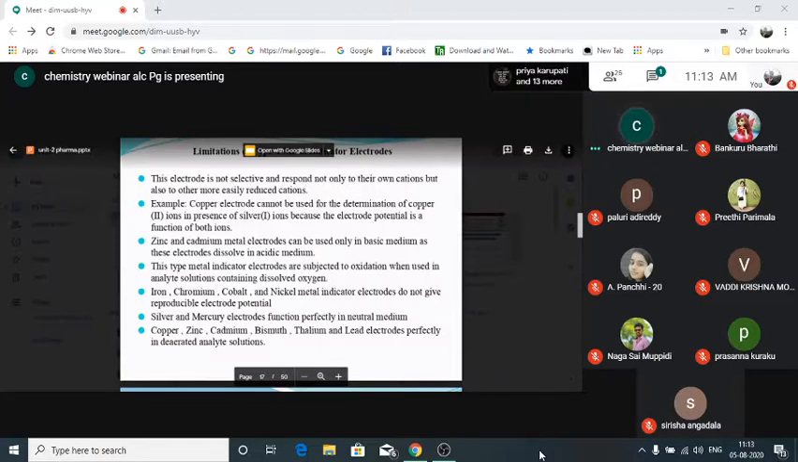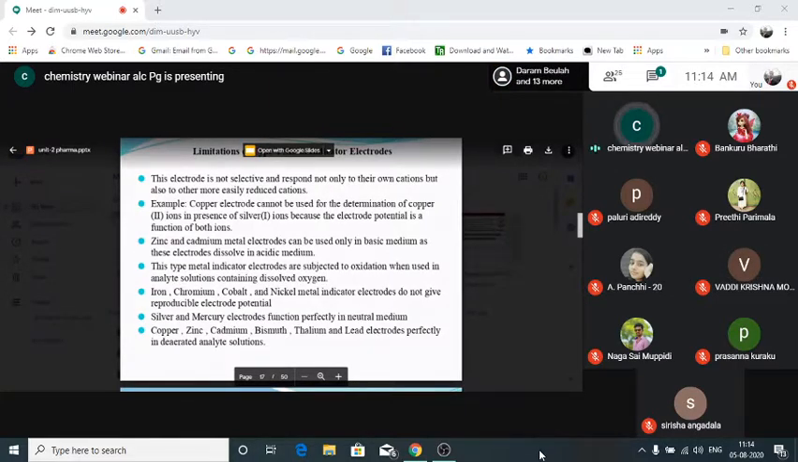Is it clear? That is the reason why we have to cross check the answer which is obtained, we have to cross check the potential developed by the indicator electrodes. Is the point clear to you? The first point. Yes, sir. Okay, so you go to the second point.